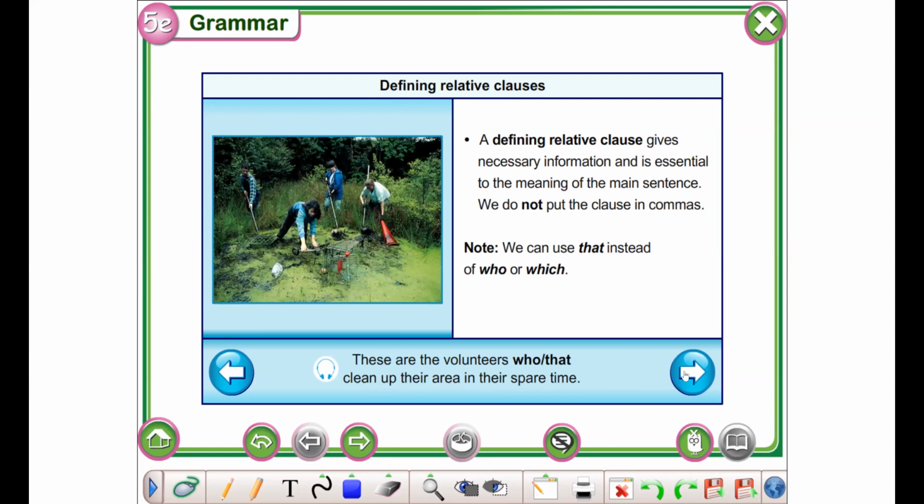Запетаите се пишат, когато изречението не е важно за разбирането на главния смисъл. Те се явяват като вметнати изрази. Например, вижте сега този пример. These are the volunteers who clean up their area in their spare time. These are the volunteers that clean up their area in their spare time. И къде е запетаята? Запетая се слагат само когато излиза е вметнат, а когато е важен за разбирането на смисъла в текста, няма никаква запетая.